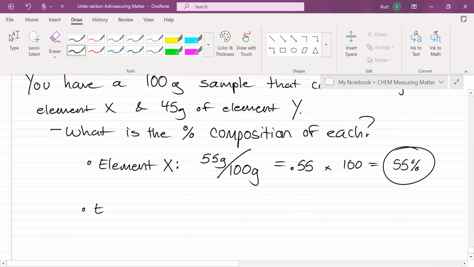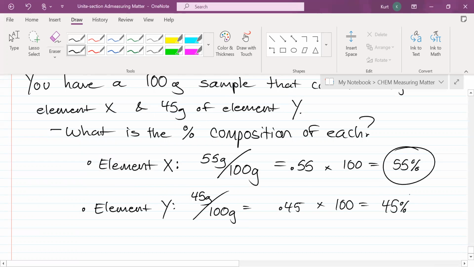And for element Y, Jade, it is 45 grams. How do I find out its percent composition? 45 divided by 100 grams equals 0.45 times 100 equals 45%. That's how we find percent compositions.